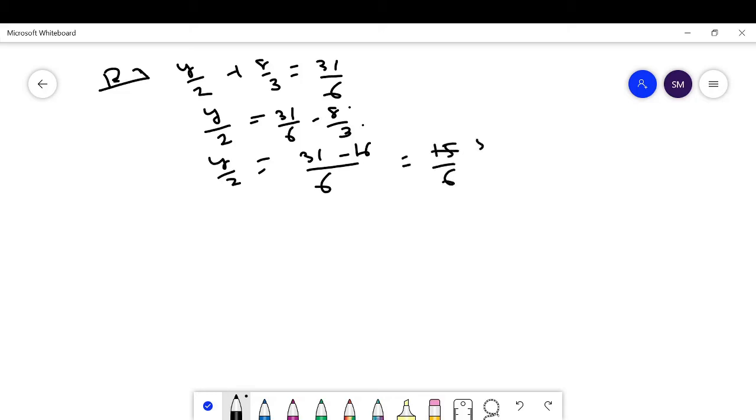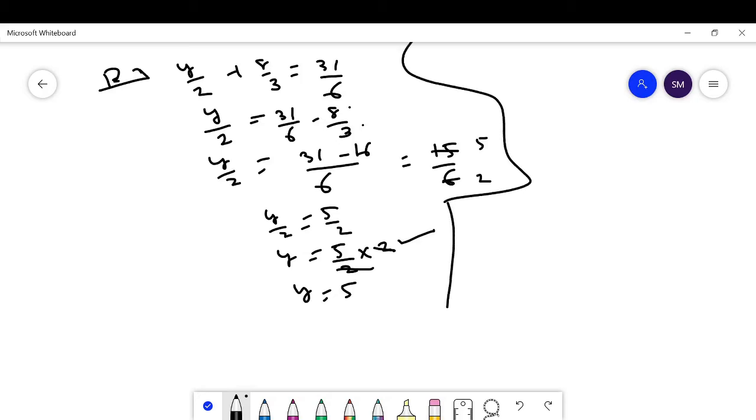Then 3 fives are 15, 3 twos are 6. Then we get y upon 2 is equal to 5 upon 2. Here 2 is in the denominator. When you take it to the RHS, it goes to the numerator, meaning 2 is divided here, and when we take it to the RHS, it gets multiplied here. 2 cancels, we get the solution y is equal to 5. This is the solution.